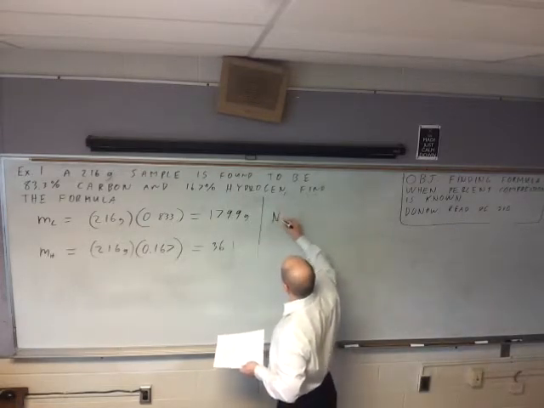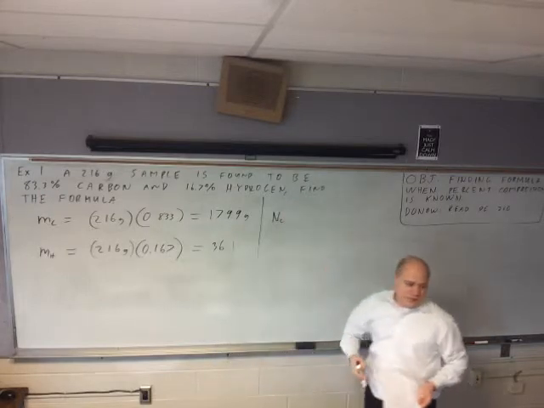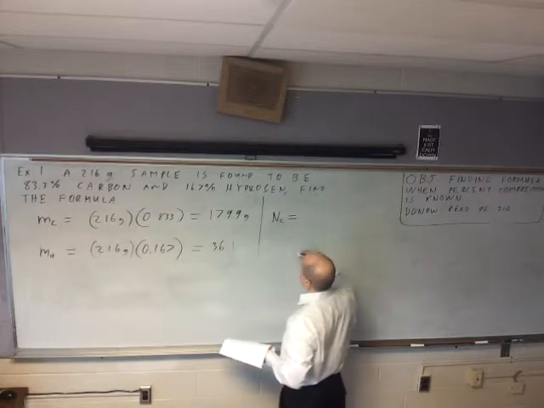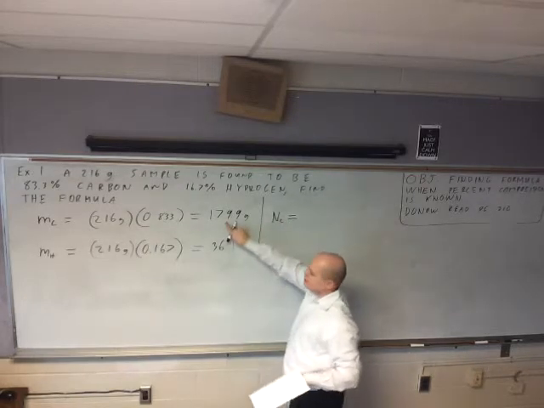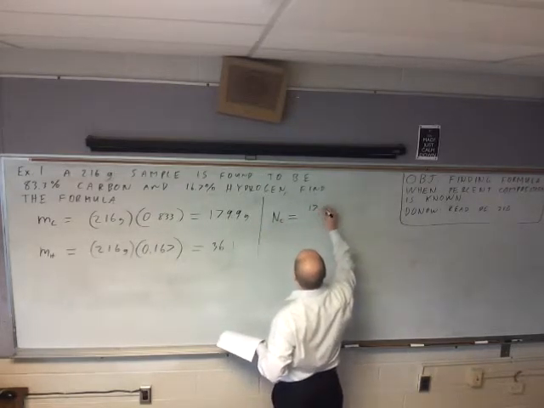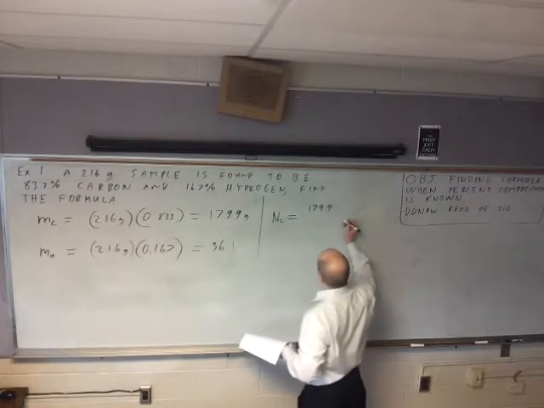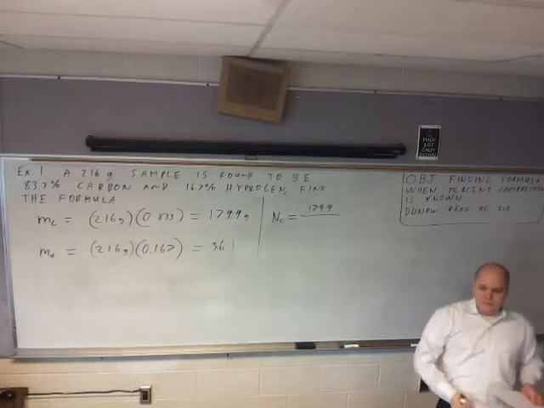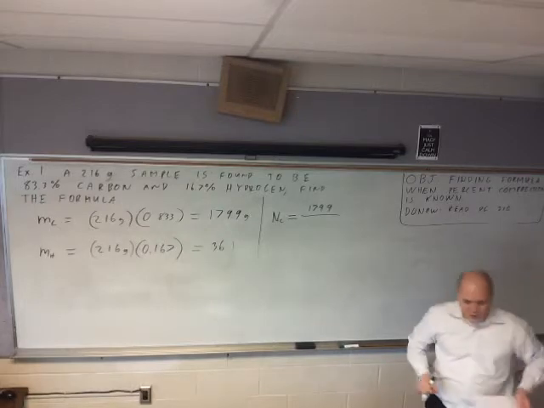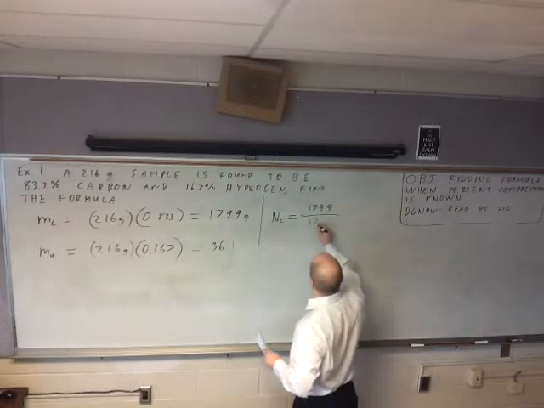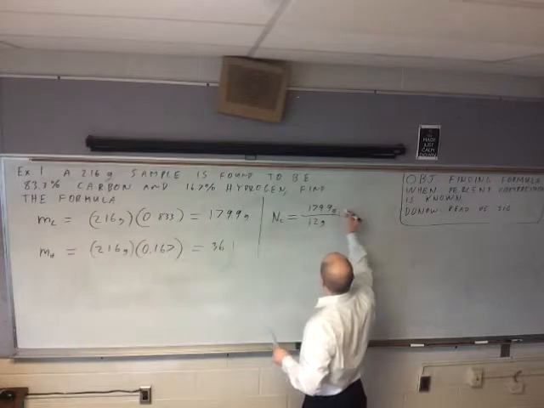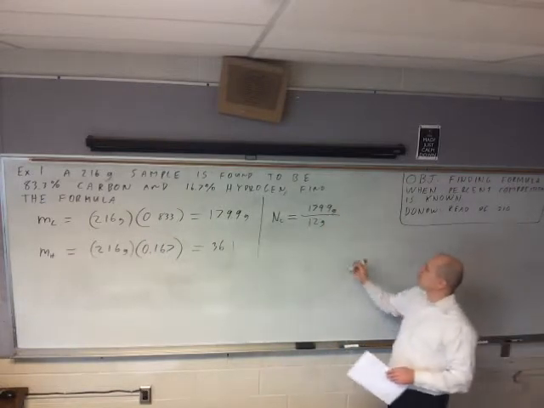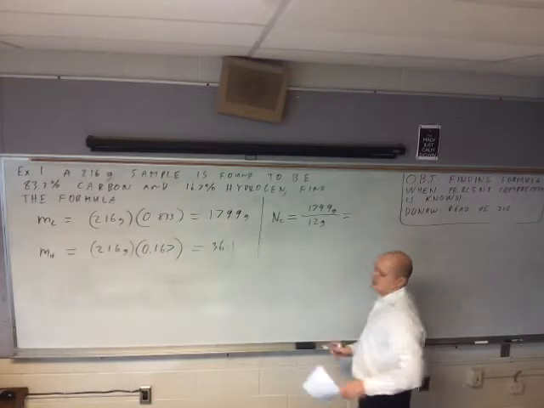So number of moles of carbon, remember, number of moles is mass divided by molar mass. So it's going to be the mass of the sample that I have, 179.9, divided by the molar mass of carbon, which is what? 12. Right? And we get that from the periodic table. You look at carbon, and under it says number 12. All right, so 179.9 divided by 12, what's that come out to?